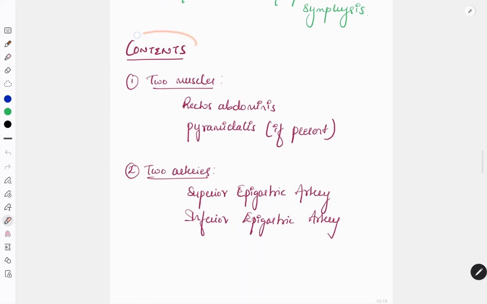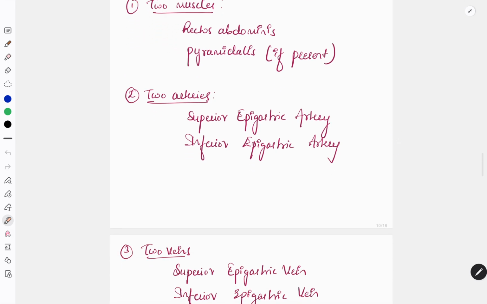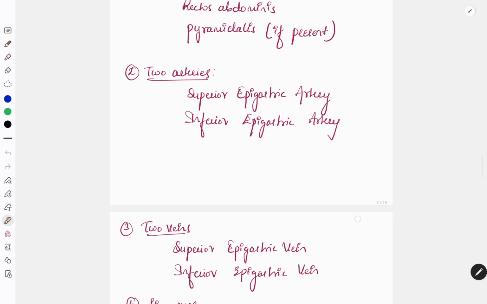Now coming to the contents, what are the contents of your rectus sheath? It encloses two muscles, as we said in the definition itself. First is the rectus abdominis muscle, and second is pyramidalis, if it is present. In some people pyramidalis is present, in some people it's not. It encloses two arteries. This is also very easy to remember because I showed it to you in the first diagram itself: the anastomosis of the superior epigastric artery and the inferior epigastric artery.